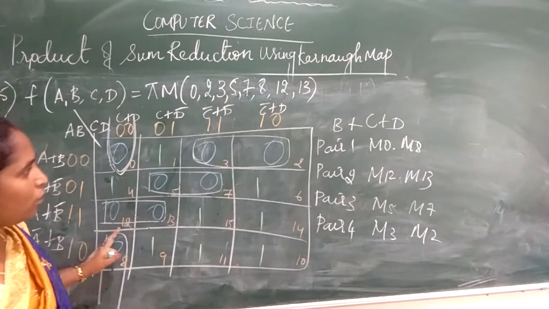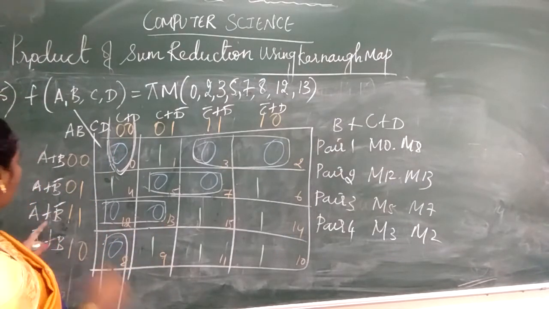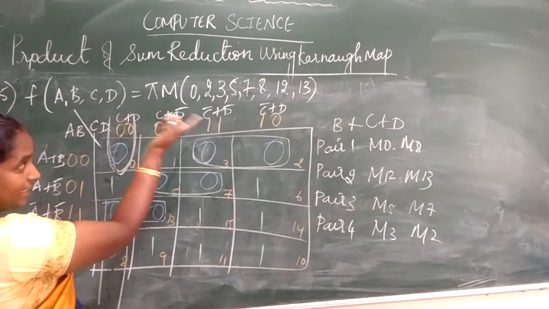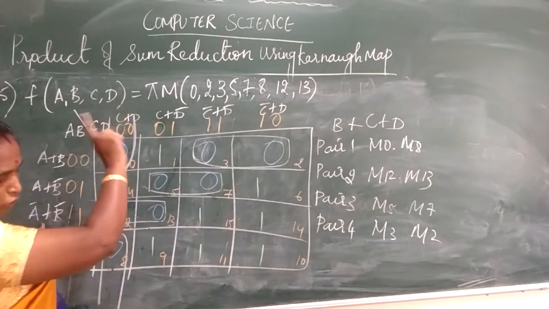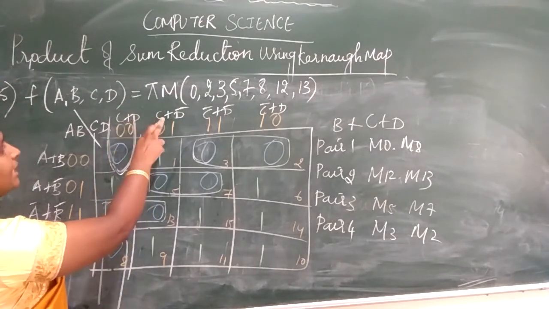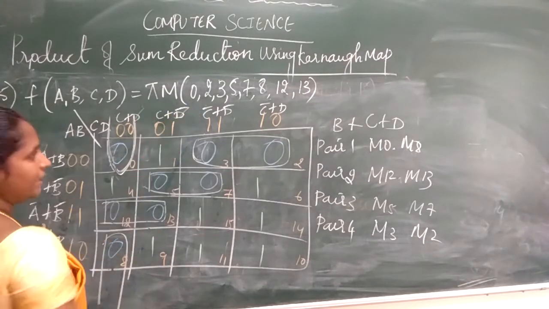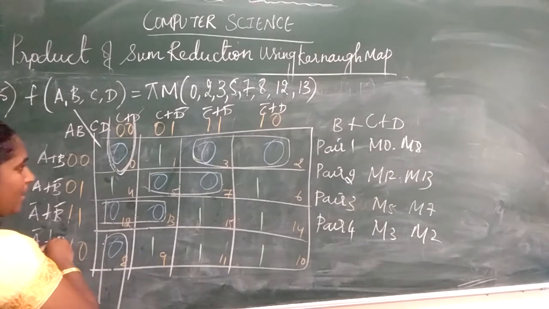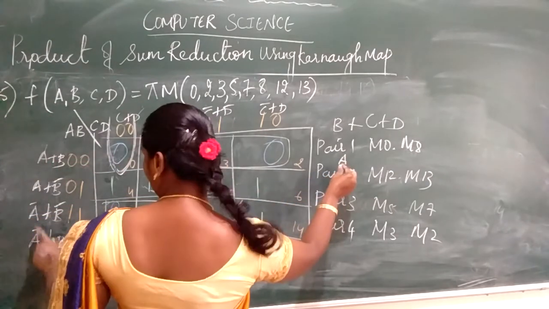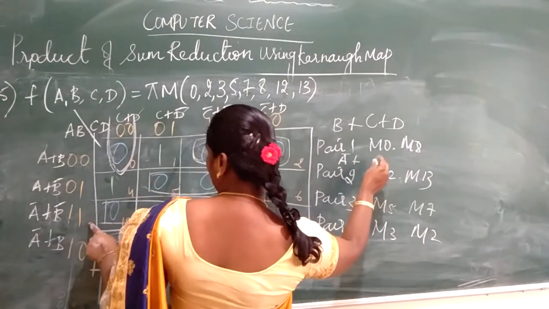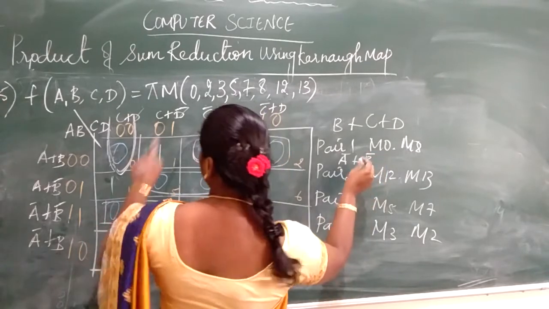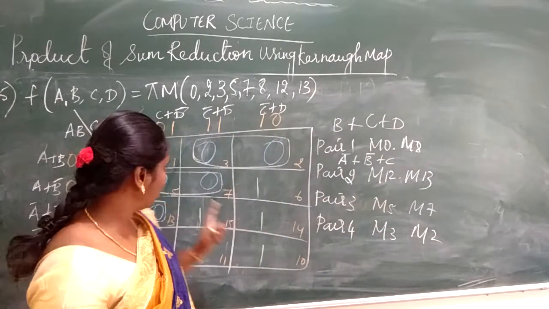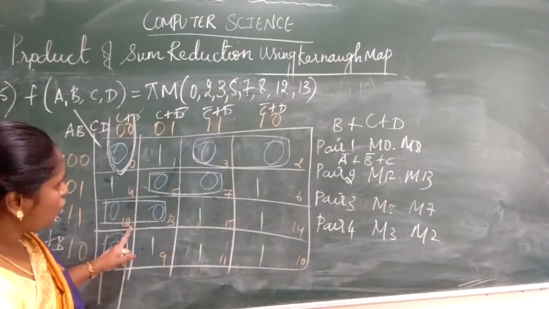Next for pair 2, that is 12 and 13. So A bar plus B bar remains the same. Only C plus D, C and D are going to change. So here C plus D bar, so D bar gets cancelled, since that is the one being changed. The same variables I'm taking: A bar plus B bar plus D. My second expression, that is for pair 2, is solved. After solving my pair 2, what's left over?